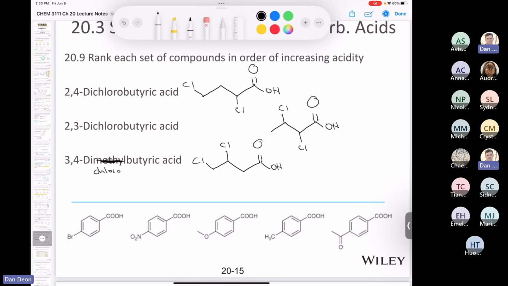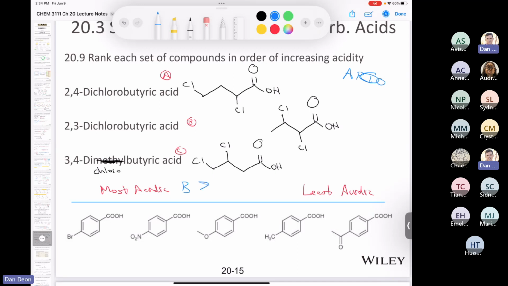Okay. So if I look at these three compounds, which one would be the most acidic? I'll call this one A, this one B, and this one C. So we'll go most acidic to least acidic. Which one of these would be most? Anybody? It's going to be B. Yes, B would be the most acidic, right? Because you've got the electron withdrawing groups closest to the carboxyl.